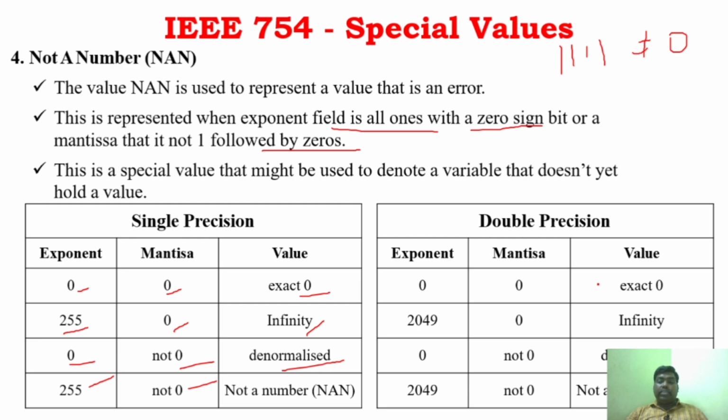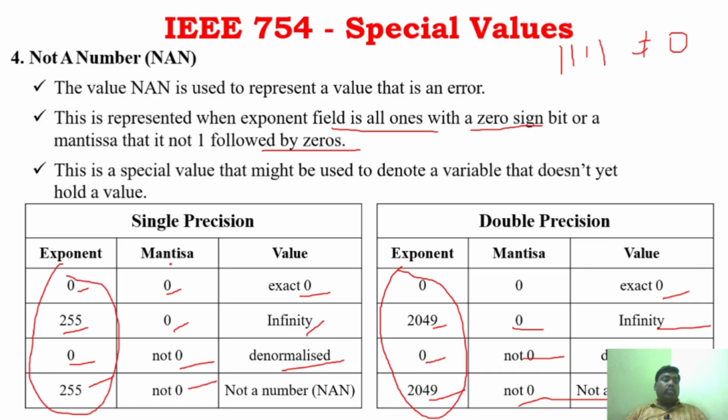Okay, similarly for double precision, the same thing, right? If both are 0, then it is 0. If it is 2047 and 0, then infinity, right? Then 0 with a nonzero mantissa is a denormalized value. And if it is 2047 and the mantissa is not 0, then it is not a number. Okay, that is the first value and the last value, 0 and 255, which cannot be used for normal numbers, right? That is the use of special cases, and that is why while using single precision, we consider the range from minus 126 to plus 127. We will neglect 0 and 255. Clear with this, right?